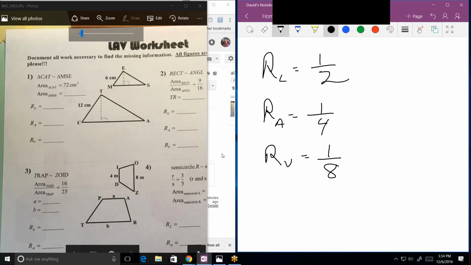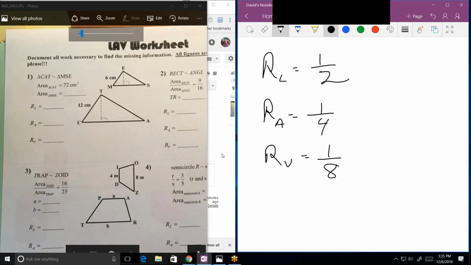Now, the thing they gave us was area. They gave us the area of the small triangle and they gave us the area of the big triangle. So how can I figure out the area of the big triangle? Oh, hold on. Excuse me. They gave us the area of the big triangle. They want the area of the small triangle. Yeah. So what is it going to be?